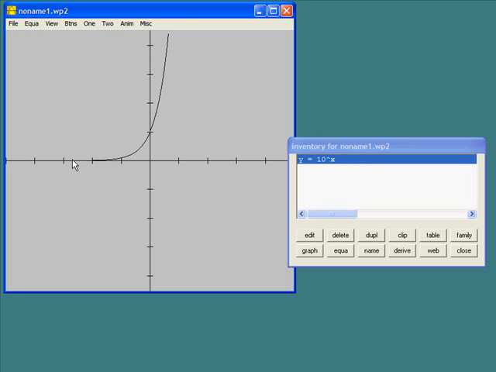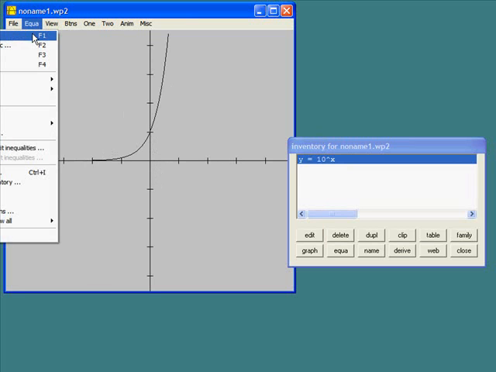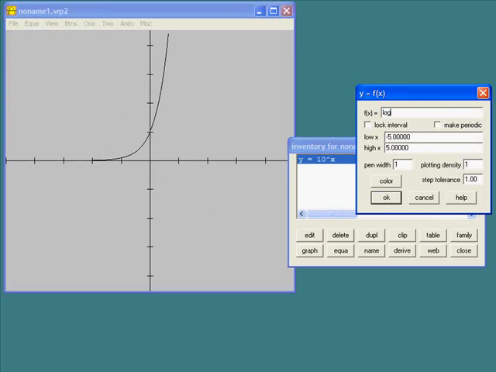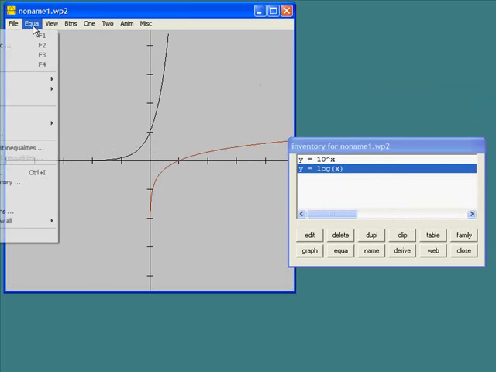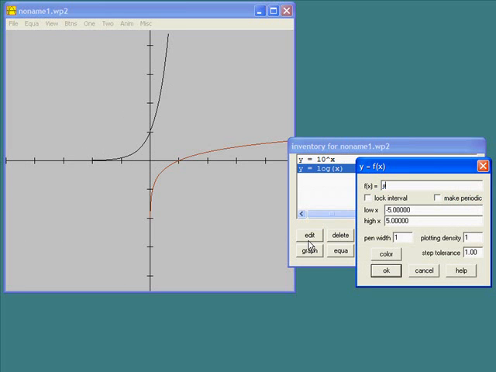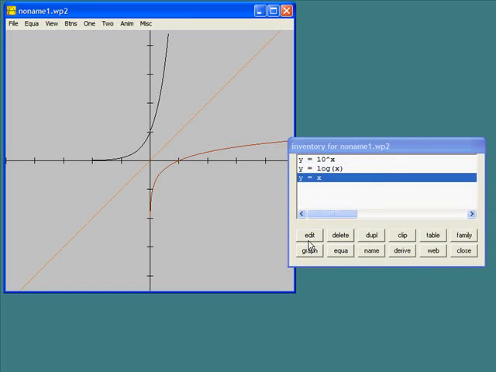Okay, so there's 10 to the x, an exponential function that we talked about increases. Notice that we're at the point 0, 1, since 10 to the 0 is 1. And now let's put in the log of x. And there you can see it's a mirror image over that line of y equals x, the reflection over that line of y equals x. Now another thing you want to notice, remember that we said the log base 10, or log base anything, of 1 is equal to 0. So notice our log function at x equals 1 goes through 0.